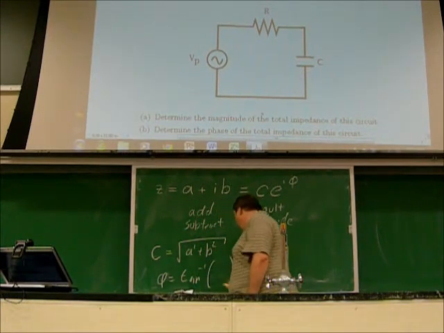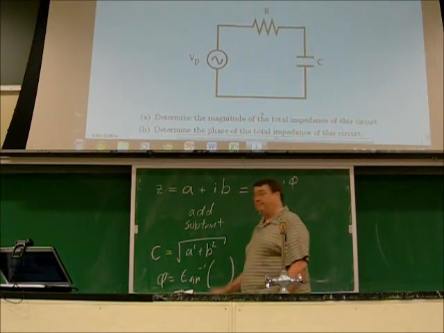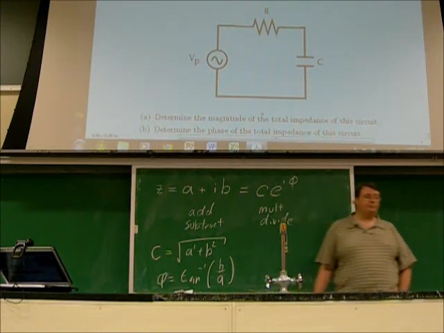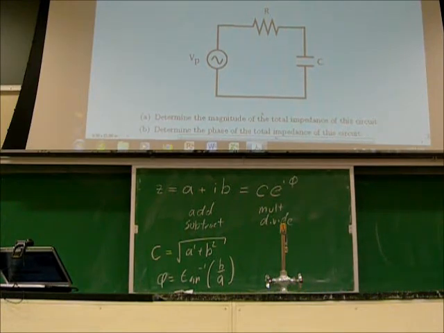Inverse tangent of B over A or A over B? B over A. If, on the other hand, and we actually don't do this often in analyzing circuits, but someday it might come up, you had a complex number that was expressed in terms of C and phi, how would you get A and B?